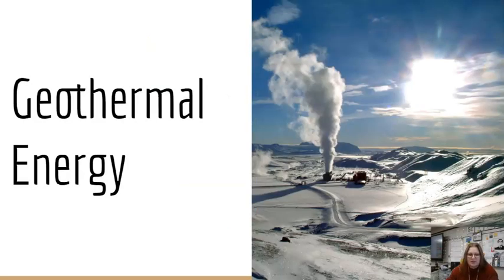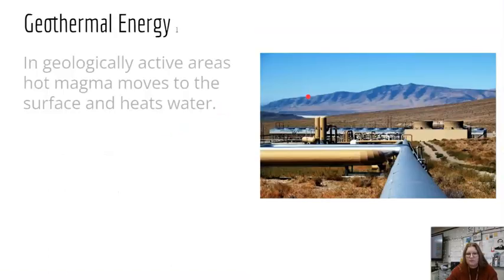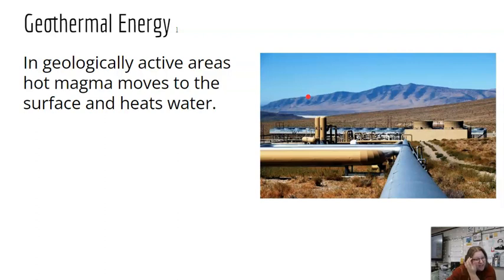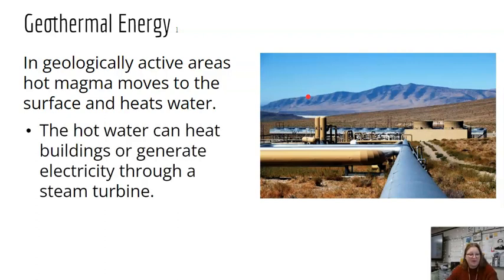All right, so let's talk about geothermal energy first. Geo means earth, rock. Thermal meaning warmth, so it's warmth from the earth. In geologically active areas, hot magma moves to the surface and heats water. Like in areas that have volcanoes and active magma, this is where geothermal energy is coming from. That hot water then can heat buildings or generate electricity through a steam turbine.